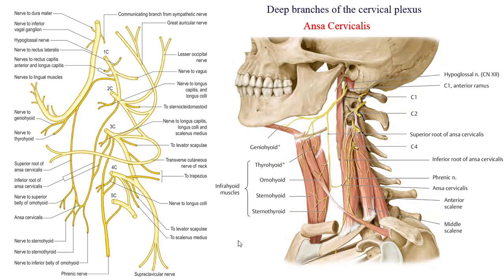Here I just want to show you a list of motor branches of ansa cervicalis. One of the branches is the geniohyoid nerve from C1. Geniohyoid is the only suprahyoid muscle that ansa cervicalis supplies. The other branches supply the infrahyoid muscles such as thyrohyoid from C1, omohyoid from C1 to C3, sternohyoid also from C1 to C3, and sternothyroid from C1 to C3. These nerve branches supply motor innervation to their corresponding muscles.